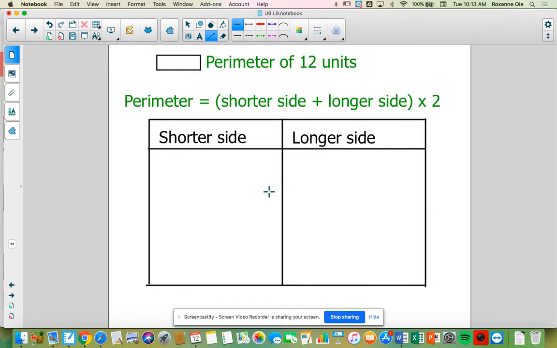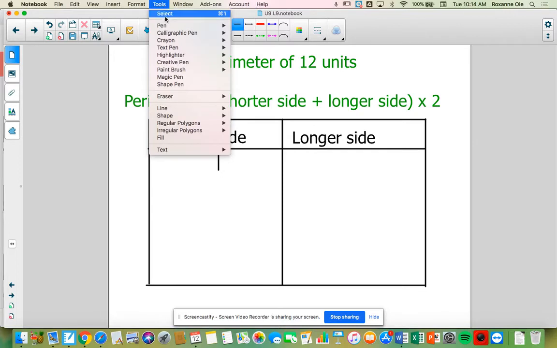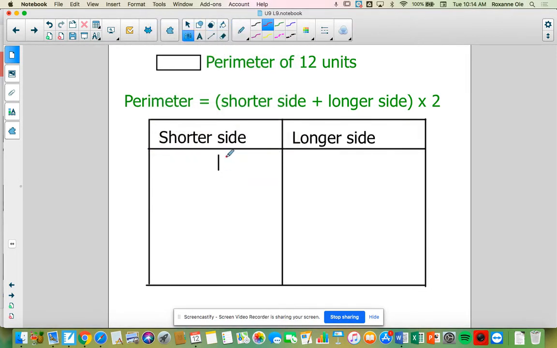So let's figure out some things that would equal 12, not square, just 12 units, because perimeter is just units, not squared. They're just the lines going around the outside. So the shorter side plus the longer side times 2 is going to equal 12. So that tells us that in these brackets, it needs to equal 6 because we're going to multiply it by 2 and it will equal 12. So what could we do? We could do 1 and 5, short side plus the long side. We could do 2 and 4.